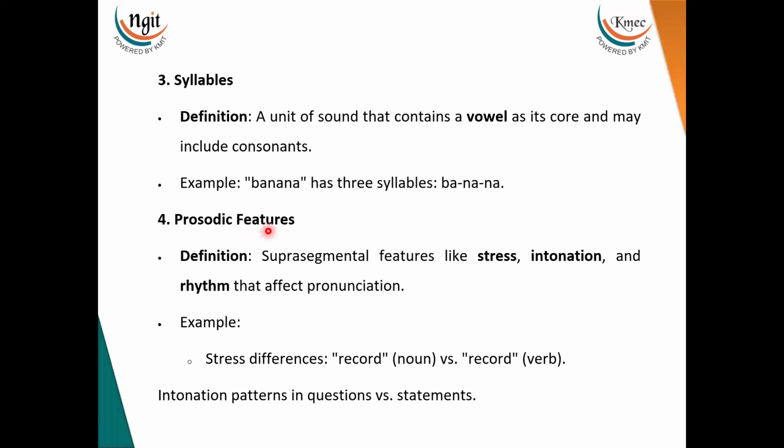Next is prosodic features. Prosodic features are the suprasegmental features like stress, intonation, and rhythm that affect pronunciation. There are a few words which we term under these prosodic features. For example, the stress differences between record, which sometimes is a noun, versus record, which sometimes is a verb. So we know record has two meanings as well. Intonation patterns in questions versus statements also fall under these prosodic features.